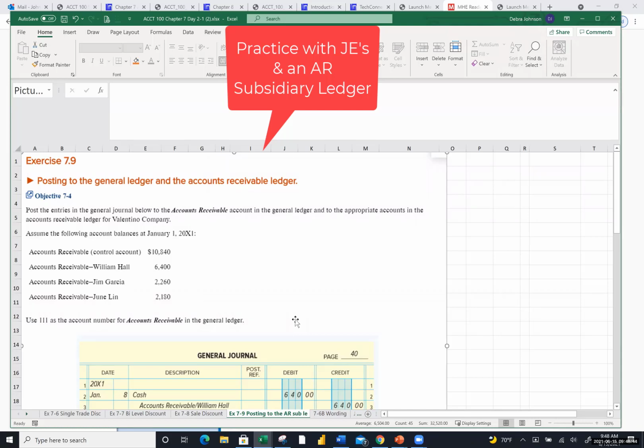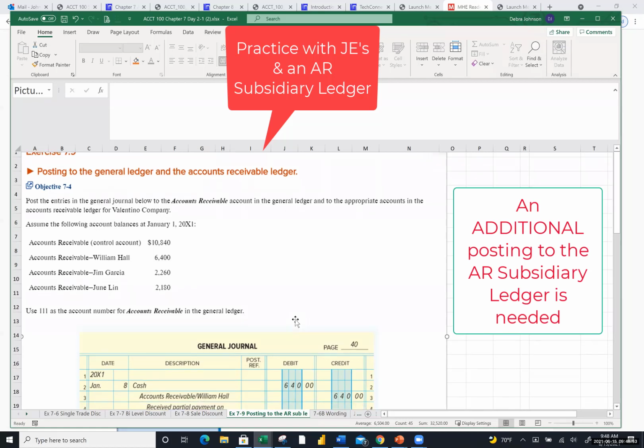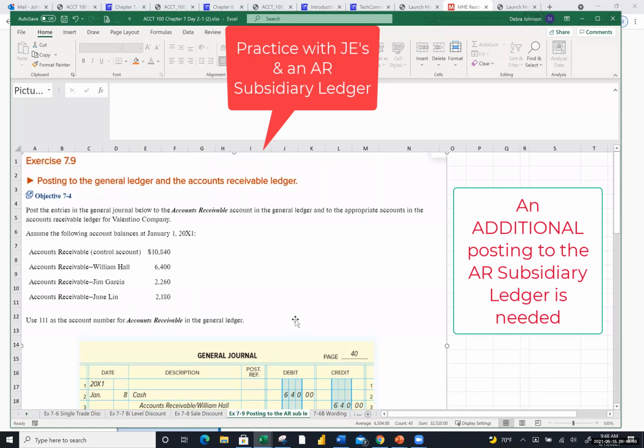This isn't replacing any kind of the posting that we've done previously. All that still happens like normal. This is in addition to. And again, the Chapter 8 on the buying side is going to piggyback off of this. So we got to make sure that we get this down in Chapter 7 for the sales side, because the buying side is going to be very similar.